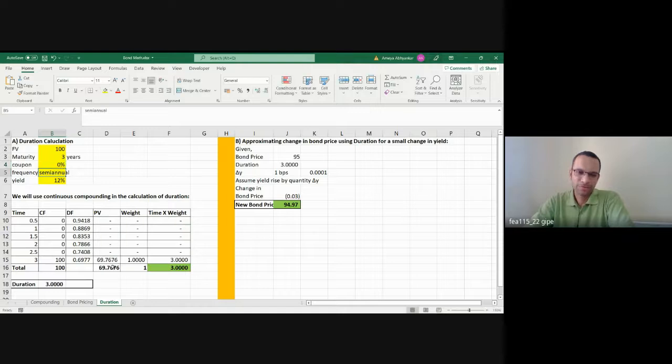Absolutely. Very good. Because for a zero coupon bond, we don't have anything which gets paid out initially. We just have the final cash flow which happens at maturity. So that's why my duration will be exactly equal to my time to maturity.